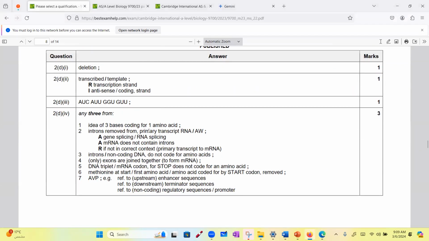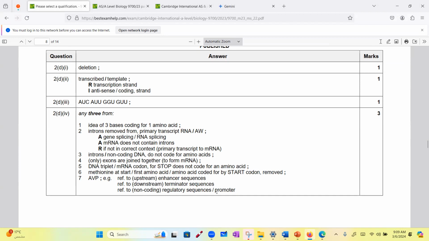Idea of 3 bases coding for 1 amino acid. What Hedy just said. Introns are removed in gene splicing. Introns are non-coding. Only exons are joined together. The DNA triplet or the messenger RNA codon for stop is removed. Methionine at the start is removed. Any valid point. Enhancer sequences and the terminator sequences.